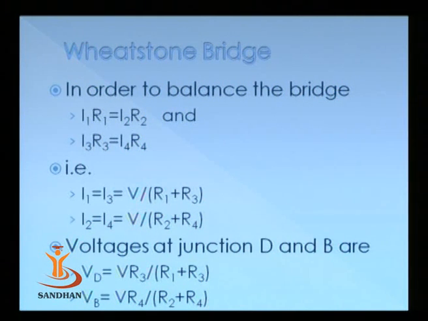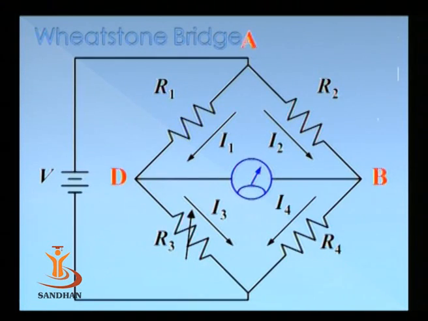In this condition, for the voltage across the two junctions D and B, the voltage at junction D is equal to the excitation voltage multiplied by R3 upon R1 plus R3, while the voltage at junction B is equal to the voltage multiplied by R4 upon R2 plus R4. So both branches work as simple potential dividers, and the potential divider voltages available at junctions D and B should be equal.